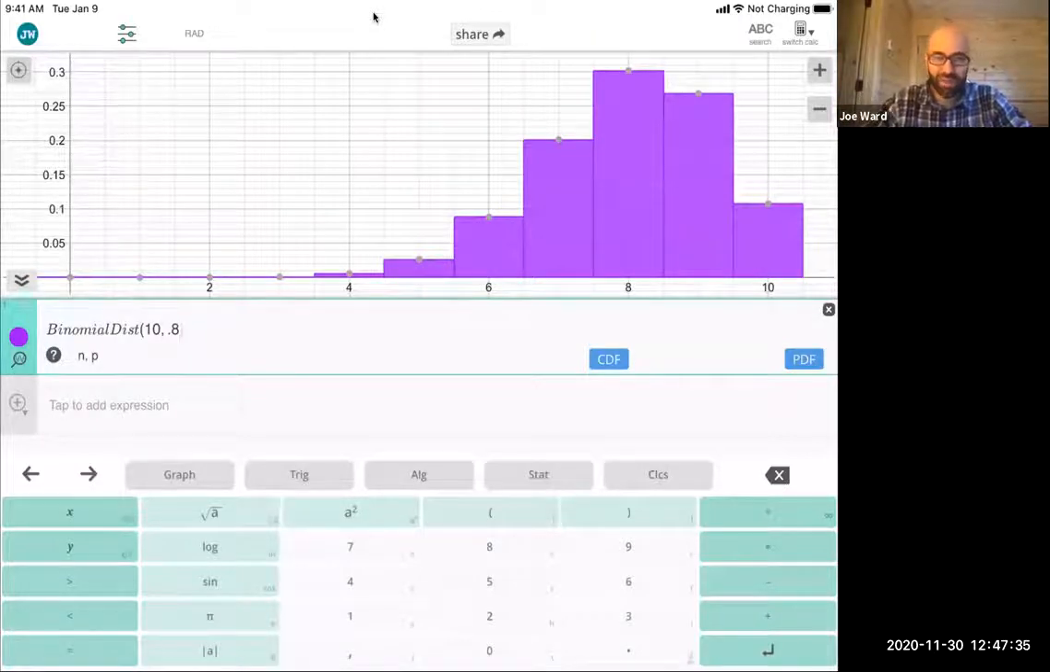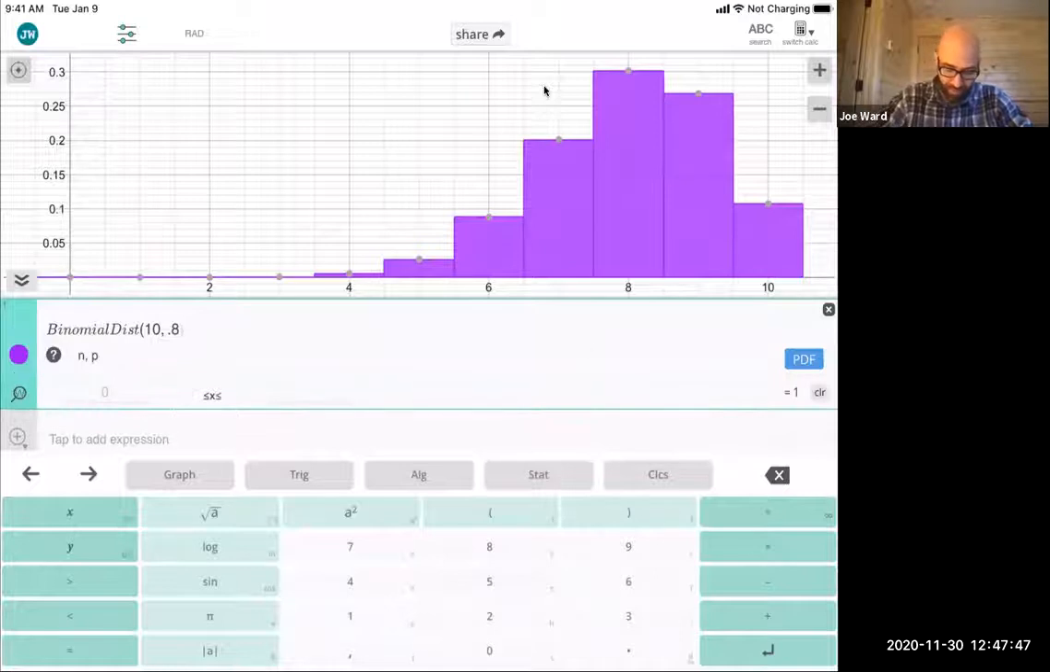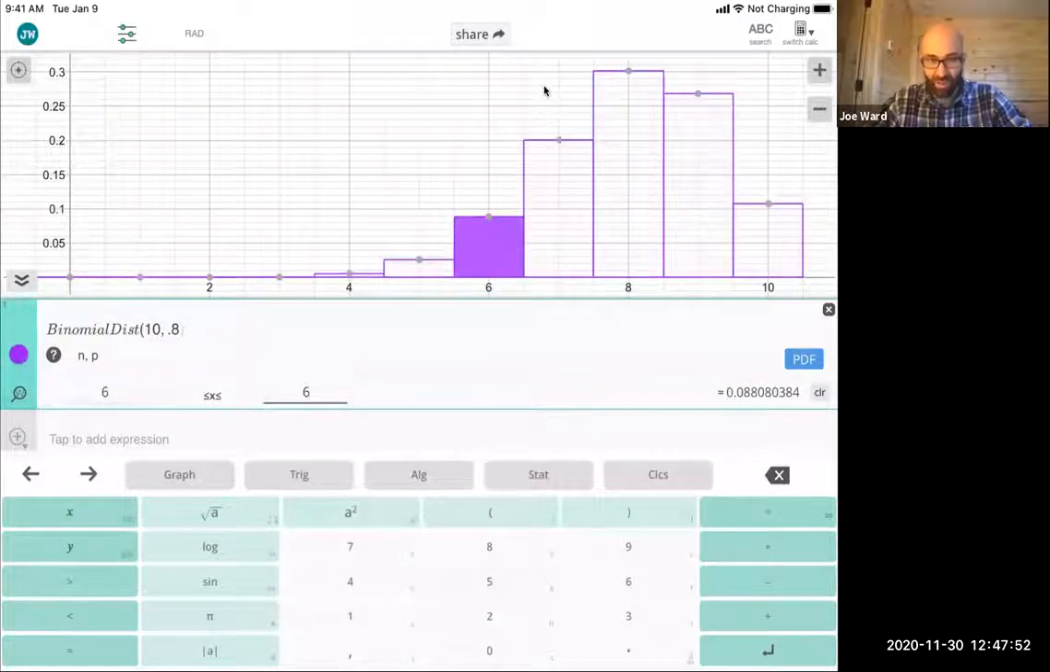It's real unlikely to make less than 4. And then if we want to find out any of the probabilities, let's say we want to find out the probability of make 6, the probability of make 6 to 10, I like the CDF function. So you can put in 6 to 6, and that would be the probability you make exactly 6, which is 0.08808, which is what we got on the TI Inspire calculator.